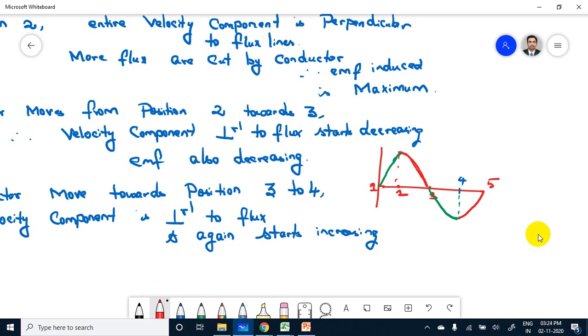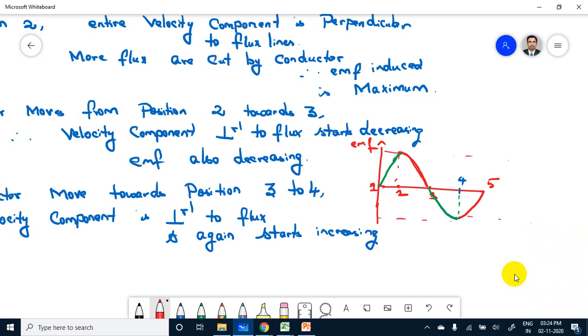Do you understand? Okay, so the positive quadrant and the negative quadrant are both the same. Both peak to peak values should be the same. This is the EMF induced.